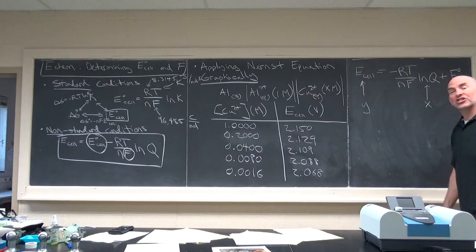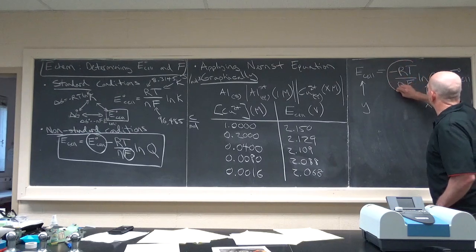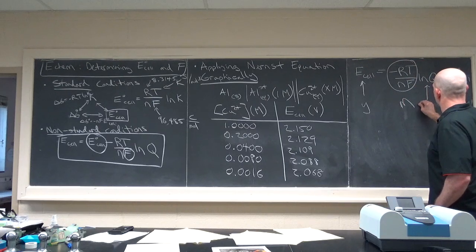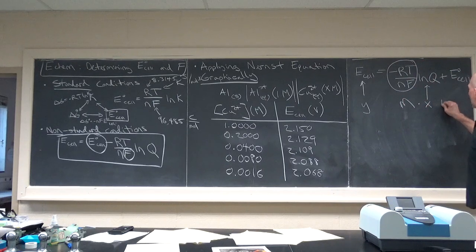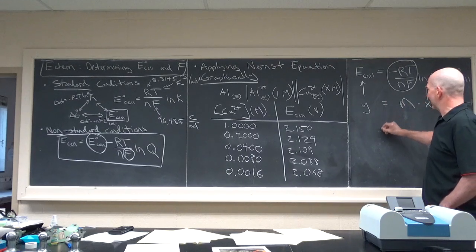We're going to put the natural log of Q on the x-axis. What does that mean? All of this will then be the slope, and the standard cell potential should actually be equivalent to the y-intercept. So that's the graph you're going to make. I'm not going to tell you how to do all of that.